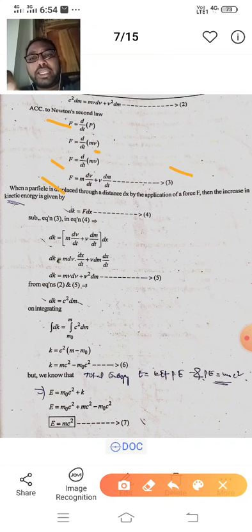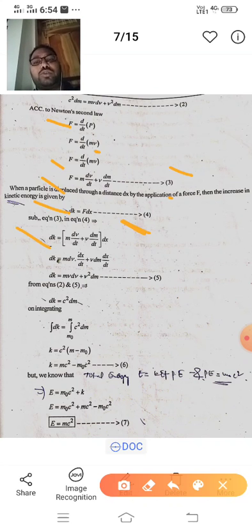When a particle is displaced through a distance dx by the application of a force F, the kinetic energy can be written as dk equals F into dx. Substituting the fourth equation and third equation, we can get dk equals m into dv by dt plus v into dm by dt into dx. So we can get dk equals mv dv plus v square dm, which is the fifth equation, and it equals the second equation.